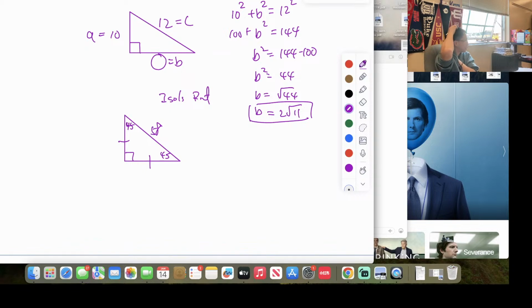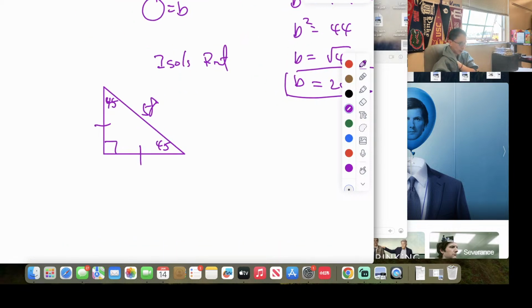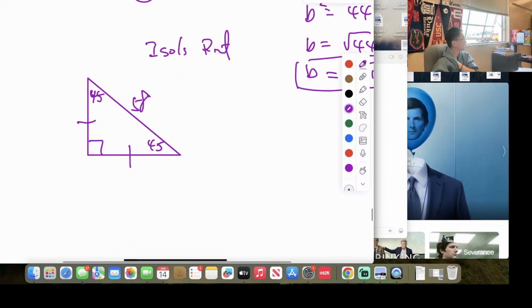Do you guys remember the special right triangle ratios? What is that? 58.